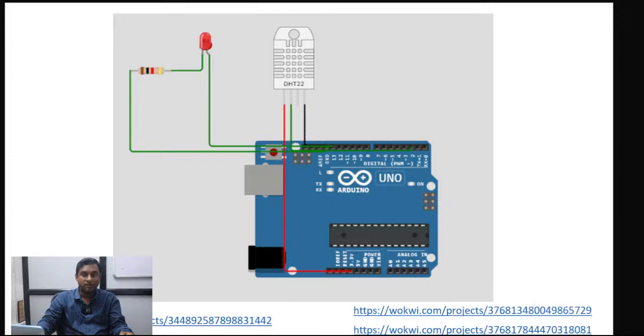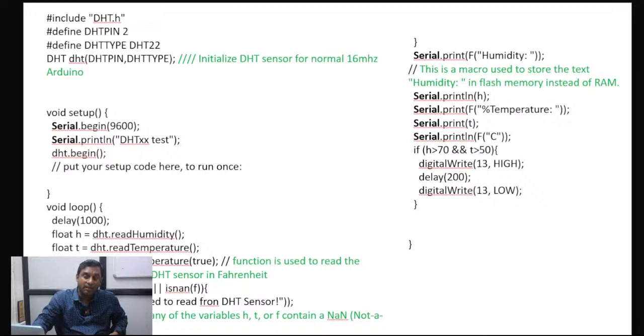One thing is that when I'm going to the DHT sensor, this DHT library we need to include. So that's why we wrote include DHT.h. I've included this library. Then we defined this particular pin, DHT pin, to pin number 2, as I've connected to pin number 2. Then we defined which type of DHT I am using. I am using DHT 22, because there are different types of DHT, DHT 11 and DHT 22. So here I am taking DHT 22.